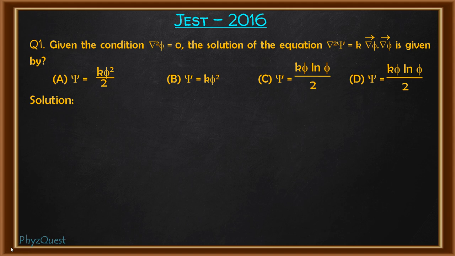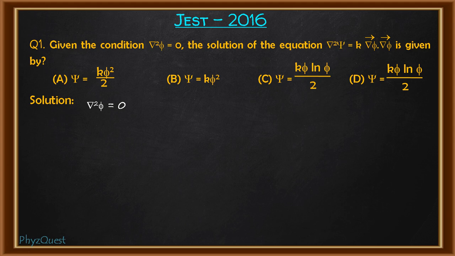So here we are given that del square phi is equal to 0. Del square is the Laplacian operator, and from this information we need to find the solution of del square psi. Now del square psi is given as k into gradient of phi dot gradient of phi. So basically we have to find the expression of psi in terms of phi. That is what we need to do.